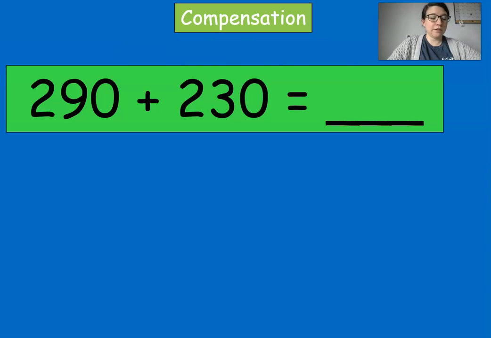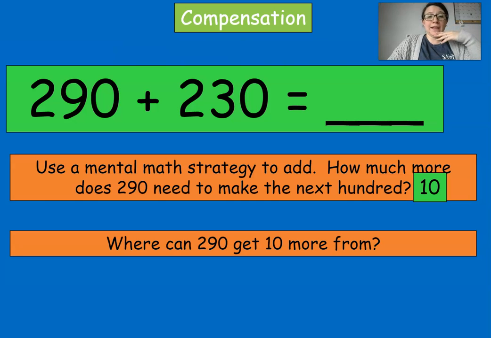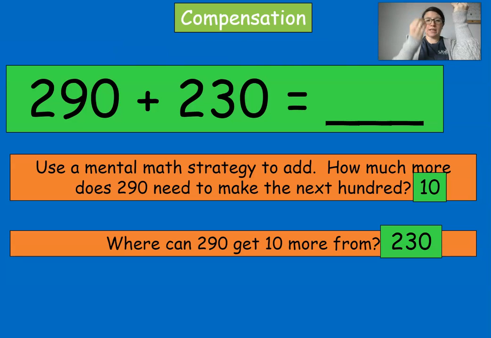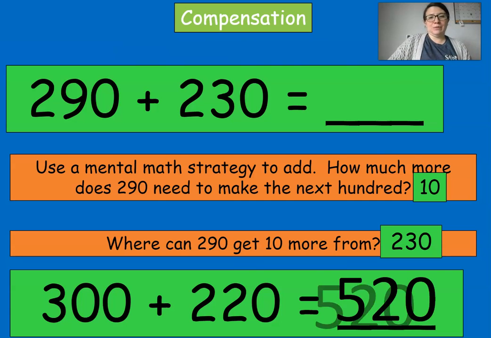All right, let's try another one. 290 plus 230. Which number is closer to its next 100? 290. Good. How many does 290 need to make the next 100? Good. Just 10. That's going to bring us to 300. Where are we going to get that 10 from? 230. Good. So remember, we're adding to the 290, so we're taking away from the 230. What's our new number sentence going to be? 300 plus 220, and that's going to give us 520.